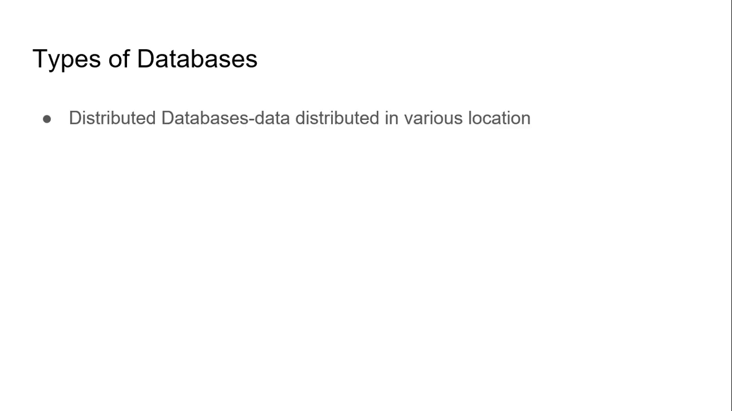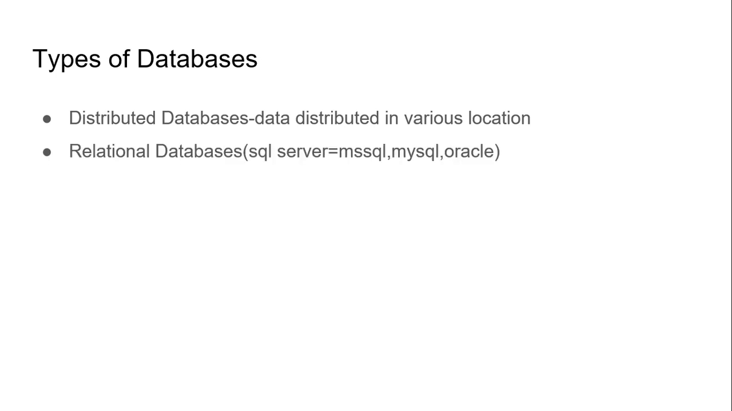And now the types of databases. The first one is the distributed database: data distributed in various locations. It means that if we have one software, that software's data is in different locations. The next one is the relational database, and examples of relational databases are SQL Server, or you can simply say MS SQL, MySQL, and Oracle.